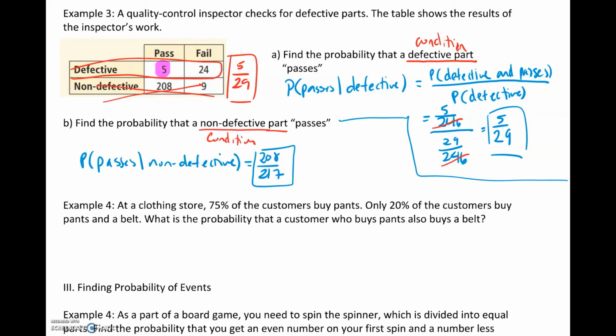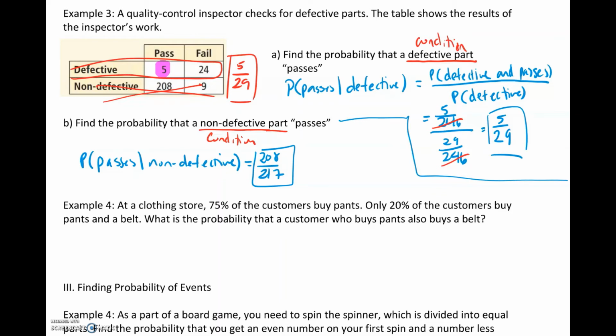All right, so hopefully we all got 208 over 217. That doesn't simplify any further, so we can leave it like that. Remember, just look at the directions. If it does ask you to round, please do round to the correct place value. But here it doesn't ask, so we're going to leave it as a simplified fraction.